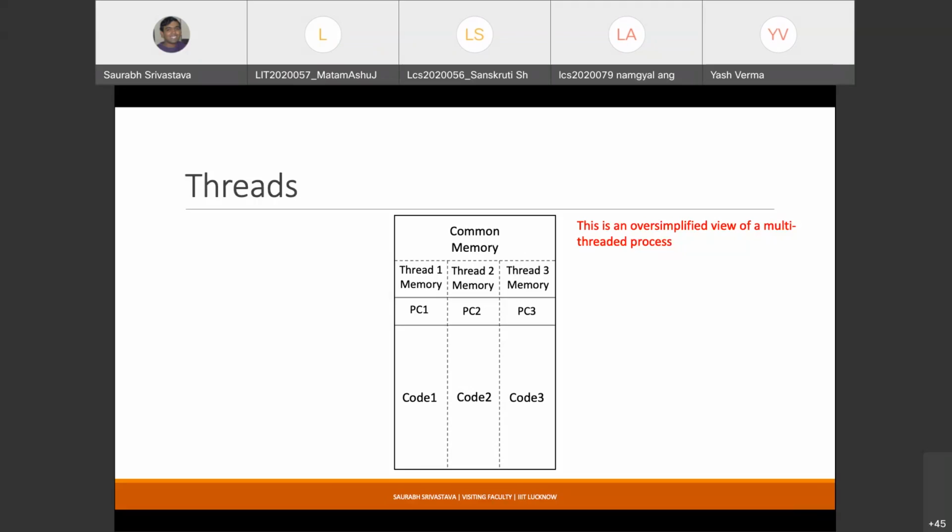Any questions? Can anyone think of an example where a process would like such a scenario, where it would like to run three mini programs simultaneously? Any example that you can think of where a process would like, let us say, three different threads of execution simultaneously? What could be a typical example of something like this?